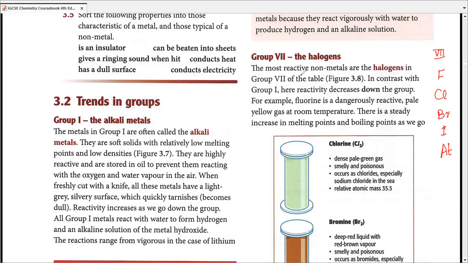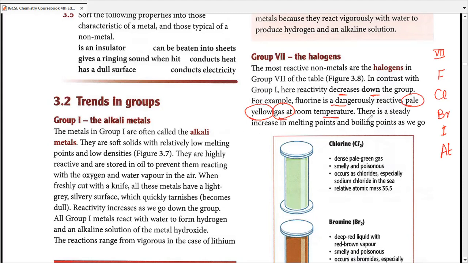Now, the most reactive nonmetals are halogens in the entire periodic table. In contrast with group 1, here reactivity decreases down the group. In group 1, the reactivity increases down the group. Since these are non-metals, the opposite, the reactivity decreases down the group. Fluorine is the most reactive non-metal on the planet. It's dangerously reactive. It's a pale yellow gas at room temperature.